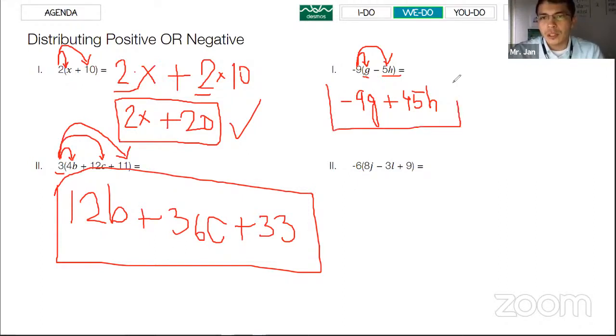Okay, thank you so much. A lot of you are understanding this. And let's try the last one now. So you have 3 terms. You have 8j, but it's a positive. Be careful. And 3l, it's a negative. And 9, it's a positive. So what happens if you distribute the 6 with every single term inside of parentheses? 6 times 8, 6 times 3, and 6 times 9. Let's try this one.